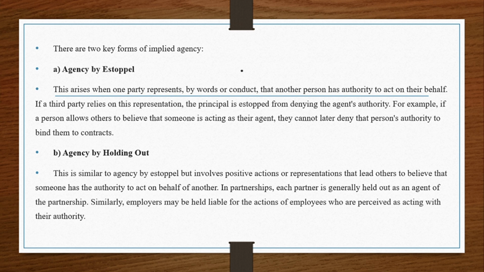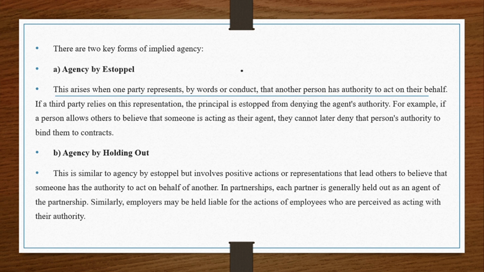For example, an employee from Absa Bank can go to a customer and collect a loan on behalf of the bank, even though they do not have the authority to do so. The third party will believe that they do have the authority. So that is agency by holding out.